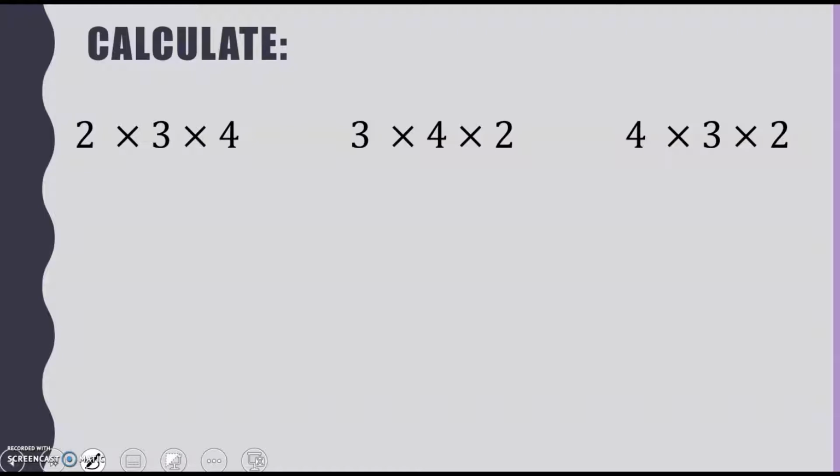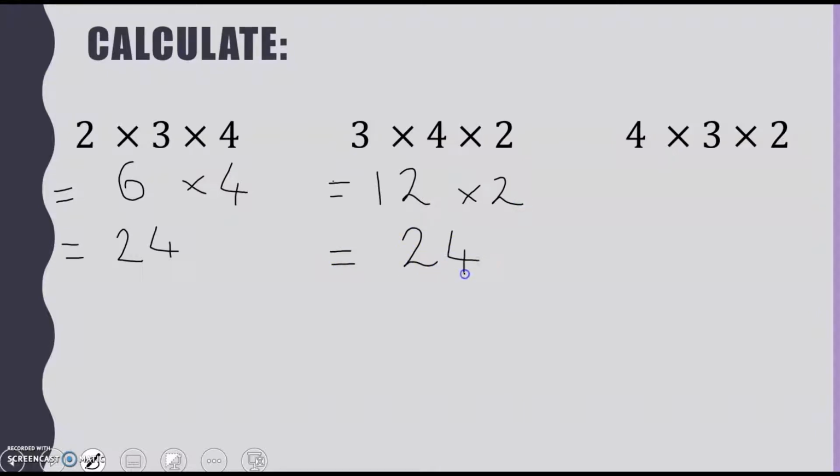Okay, so 2 times 3 times 4. If we break it down bit by bit, 2 times 3 is 6, and I've still got times 4, and then 6 times by 4 is equal to 24. 3 times by 4 is equal to 12, still timesing by 2, and 12 times by 2 then is 24. And last one, 4 times by 3, well that's still 12, times by 2, and it's exactly the same as that last question there, 24.